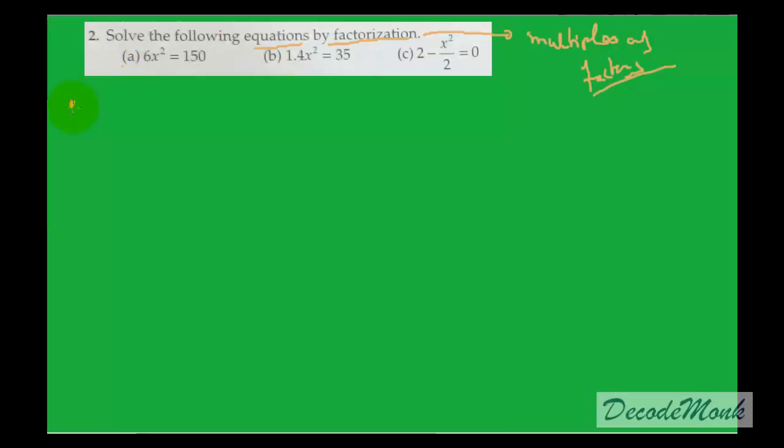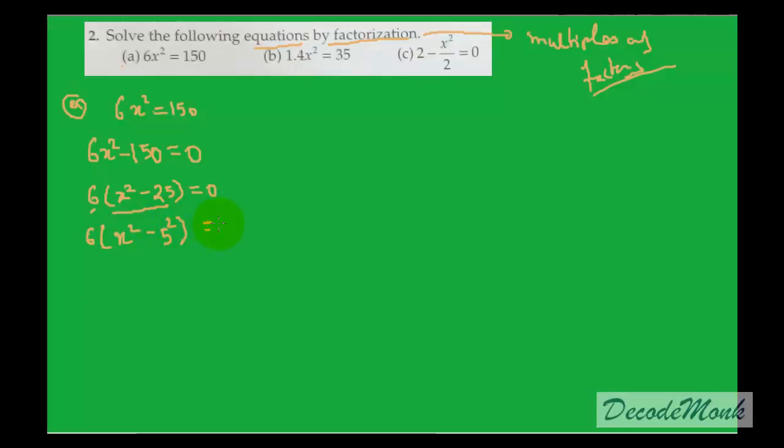First of all, take the first equation, 6x square equals 150. 6x square minus 150 equals 0. Now if you take out 6, this will give you x square minus 25, which is equal to 0. So now 6 is one factor and x square minus 25 is another factor. Further we can also factorize this: x square minus 5 square equal to 0. As you know, a square minus b square is a plus b into a minus b. So x minus 5 into x plus 5 equal to 0.